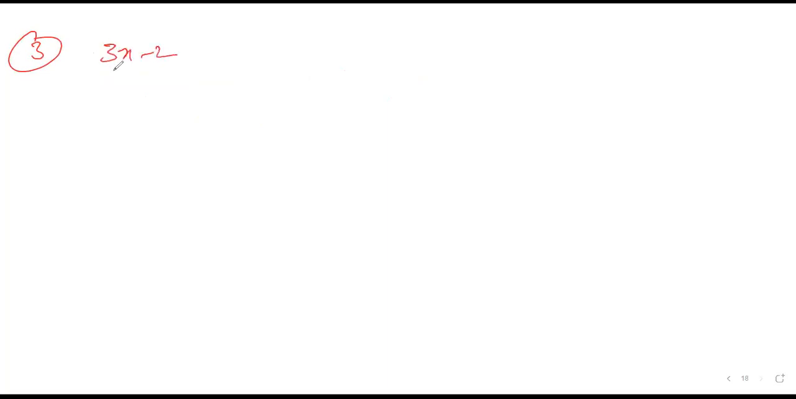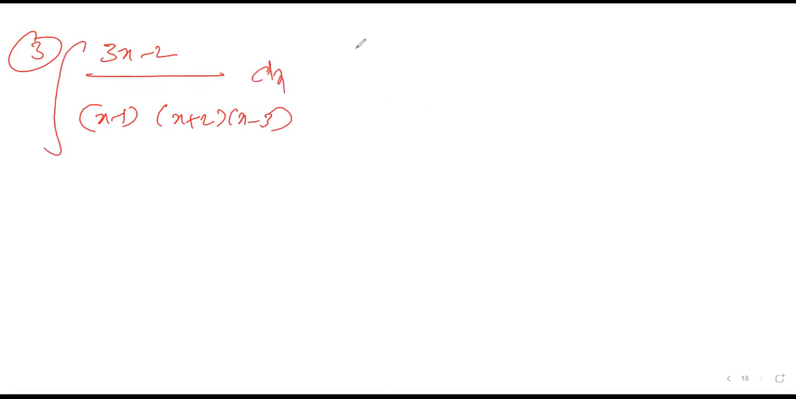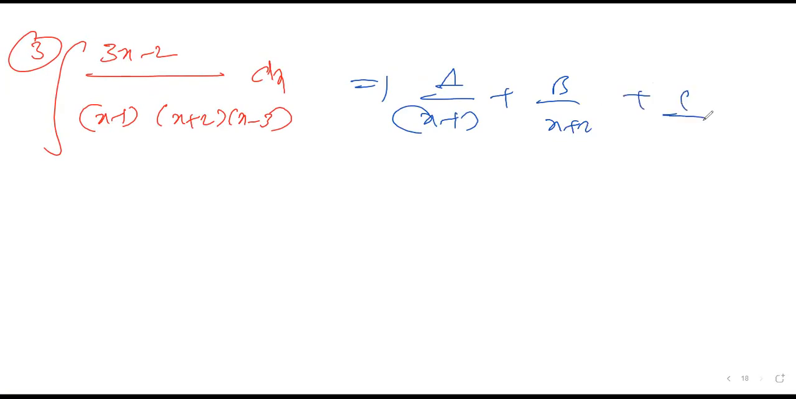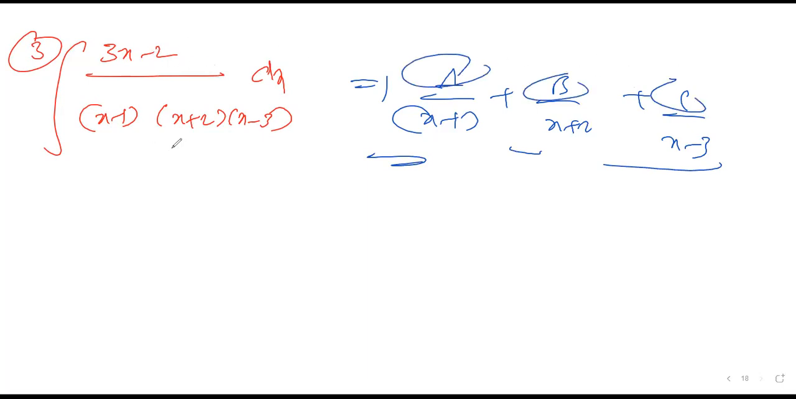It is 3x minus 2 by x minus 1 into x plus 2 into x minus 3, integration dx. This is a little important, same model: A by x minus 1, B by x plus 2, plus C by x minus 3. Am I clear? It is also very simple. All logarithms will come. Here, finding the values of A, B, C plays a major role. It's very interesting.